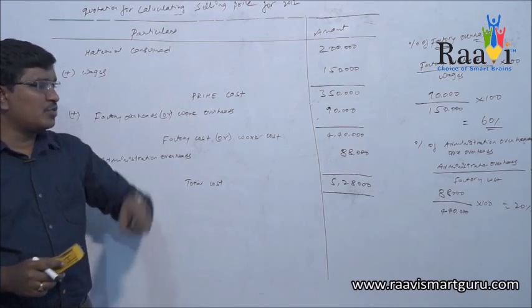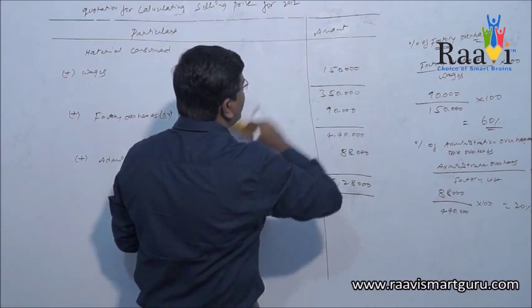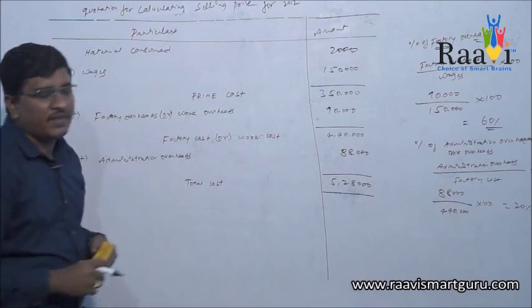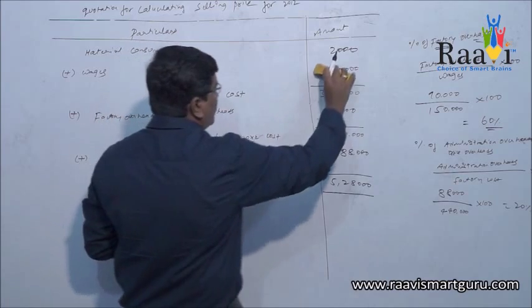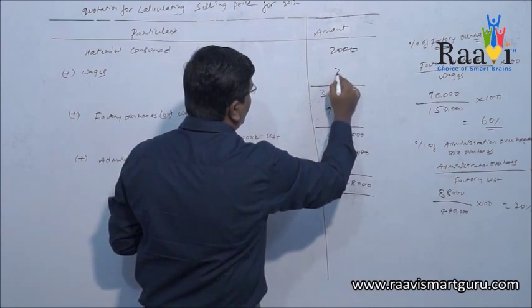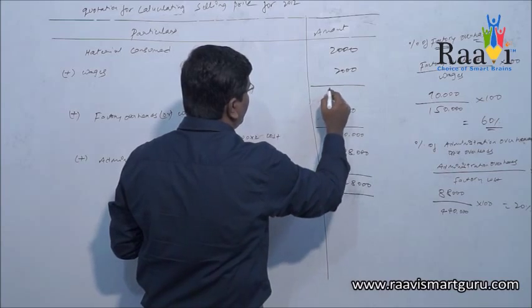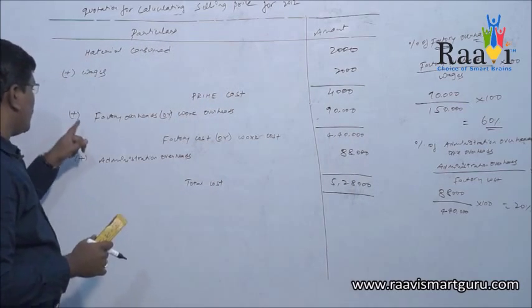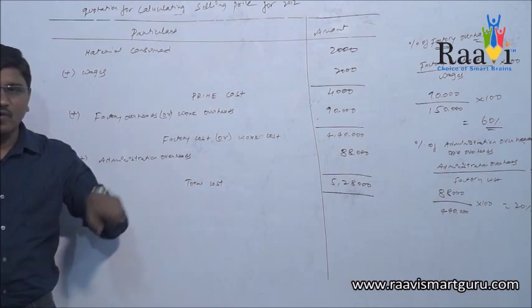Material consumed is given in the question, that is 2,000. Next, wages is also given. The value of wages is the same, 2,000 rupees. Then the total prime cost value will be 4,000. For this prime cost we will be adding the factory overheads.